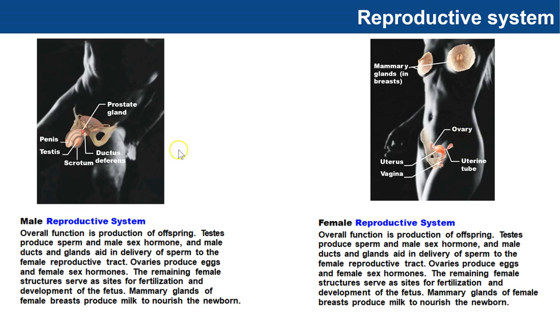In the male reproductive system, we also have other structures like the scrotum, penis, accessory glands, and the duct system, which carries sperm to the outside of the body. And in the female, there is a duct system as well, which consists of the uterine tubes, uterus, and vagina.